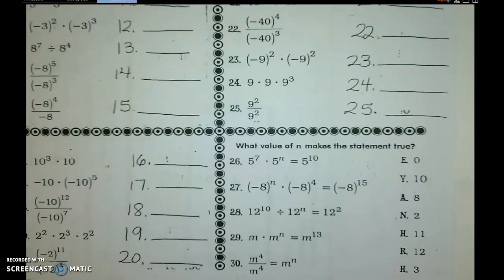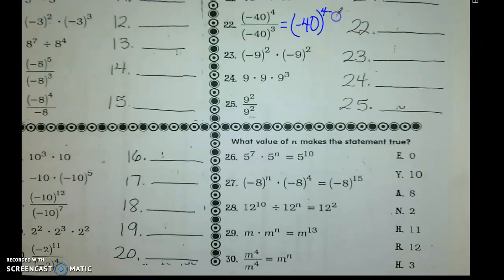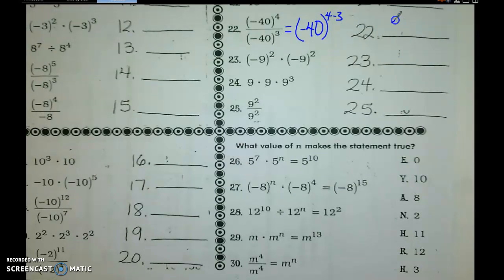Okay, 3rd column on our paper. Picking out a couple of these to be able to work on. Let's go ahead and look at number 22. When you do this, our base is negative 40. Okay, 4 minus 3 is what you're going to end up with. So our base is still negative 40 because 4 minus 3 is 1. So we end up with negative 40 as our answer. Looking at number 24, this is 9 to the 1st, 9 to the 1st. So you're going to add those up. So go ahead and add those up and finish up with number 24.